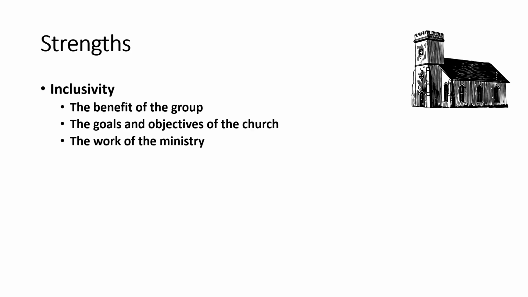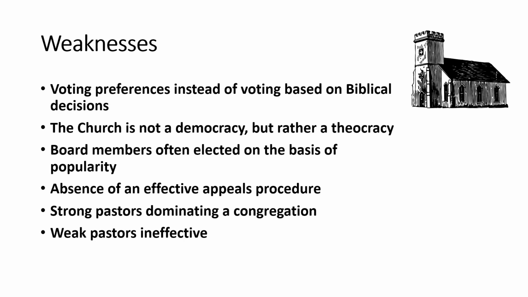One strength of a congregational governed church is that every member joins together for the benefit of the group, for the goals and objectives of the church, and for the work of the ministry. One weakness is that sometimes immature or weak members can confuse their preferences with Bible-based decisions and vote for something that may not be biblical or sound.